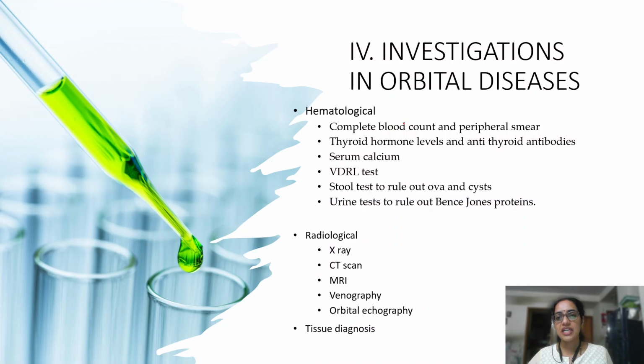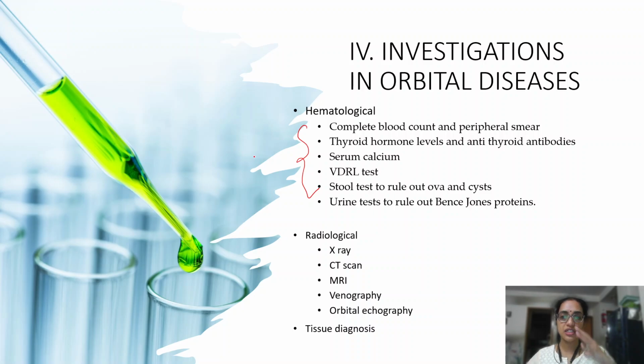So, how to investigate orbital diseases? We need hematological, more importantly, radiological, and most definitive is by tissue diagnosis. So, let's look at one by one. Hematological are important when you're thinking of systemic conditions, when you're thinking of thyroid, when you're thinking of some hematological malignancies, when you're thinking of sarcoid or syphilis, or when you're thinking of helminthic infestations. Okay, so the blood tests depend on what you are thinking about.